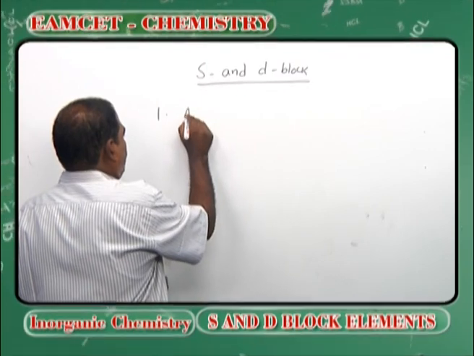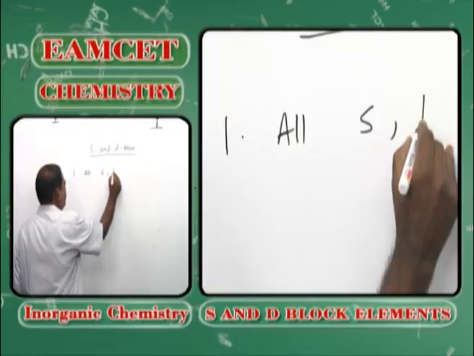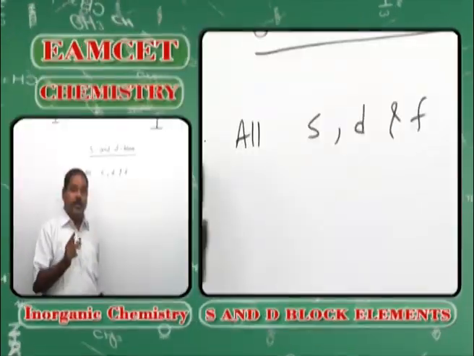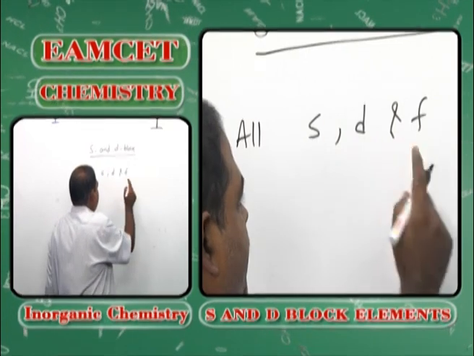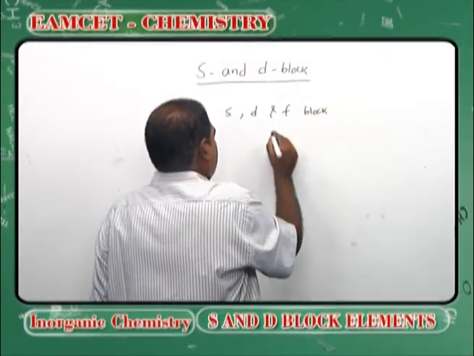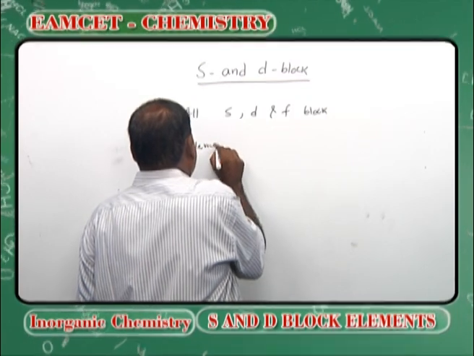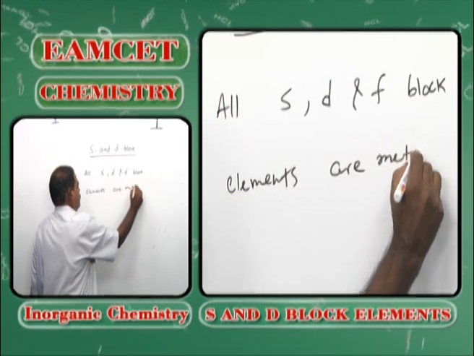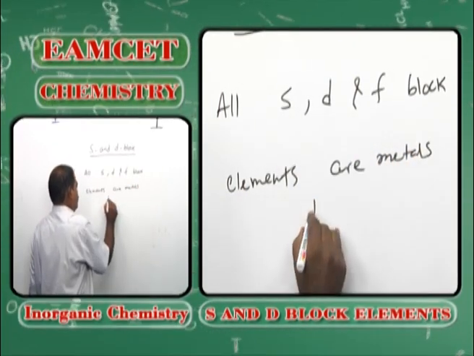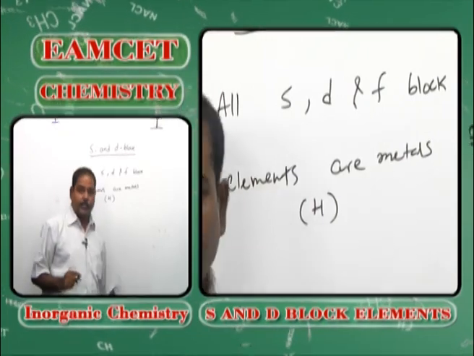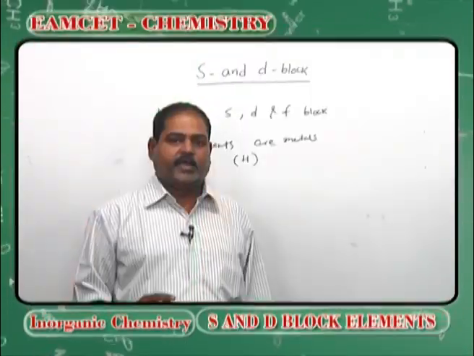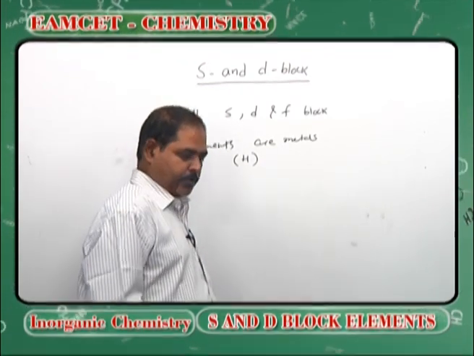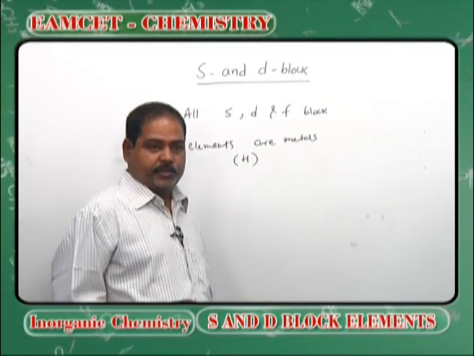First statement: all S, D and F block elements, the three blocks of elements S, D and F, are metals. Of course, I am not referring to hydrogen, because hydrogen belongs to its own block. You can't say hydrogen strictly belongs to the S block. Hydrogen belongs to its own block. Right. Why is it like that?